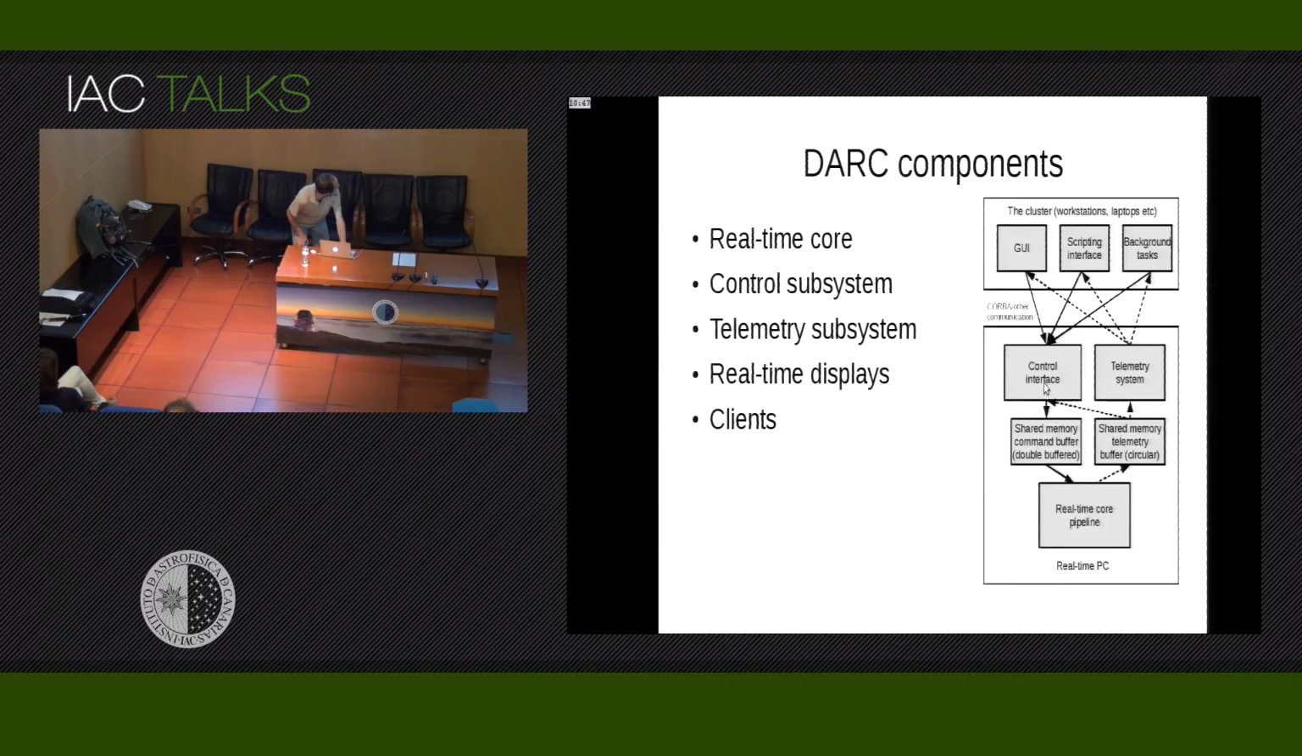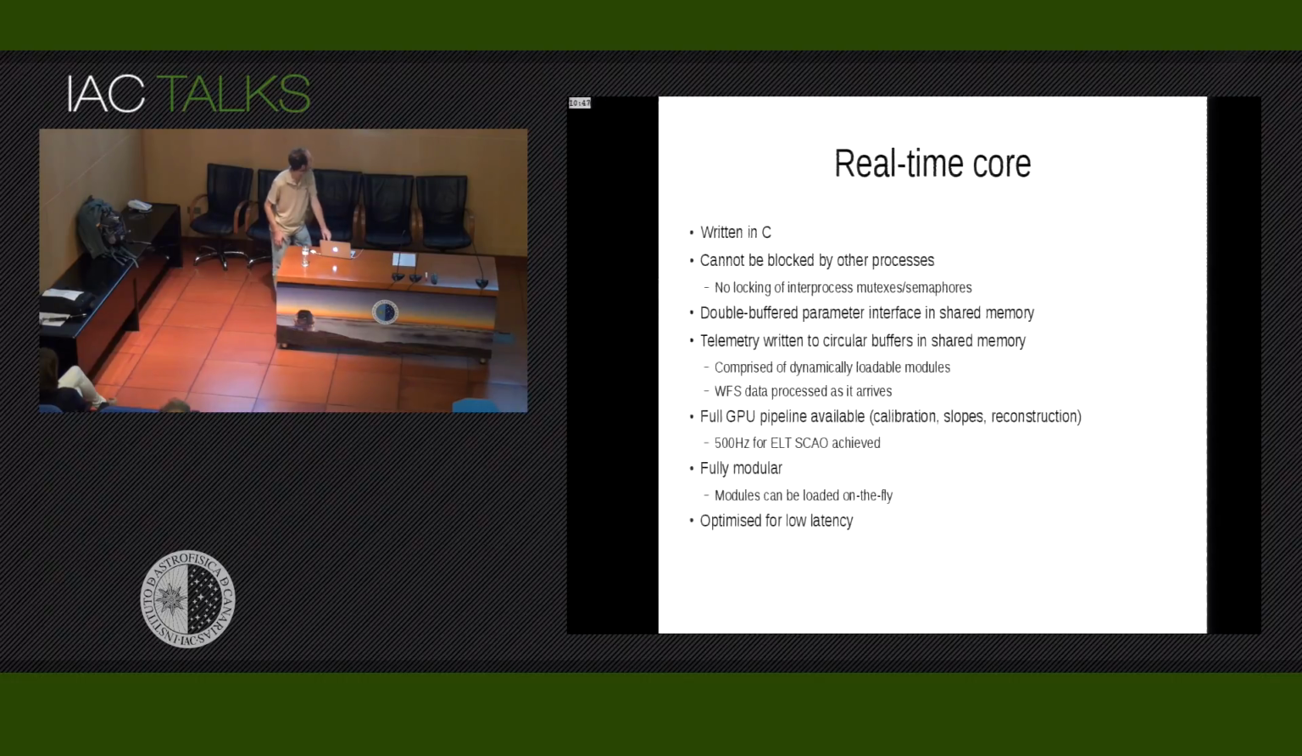You have a control interface and a telemetry system. All of this is on one PC, and then on various other PCs spread around. It's all networked, and you can talk to them using CORBA, or, as I'll come to in a minute, any other communication middleware that you like.